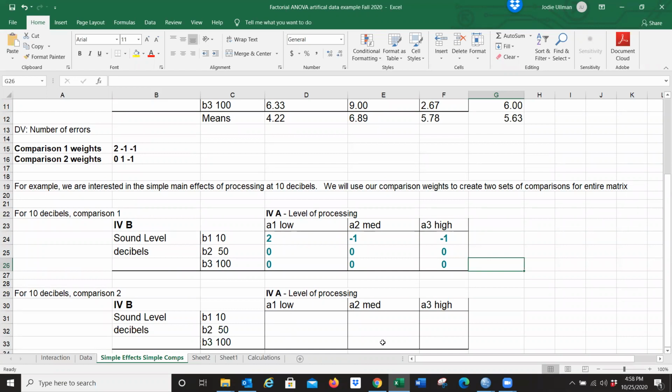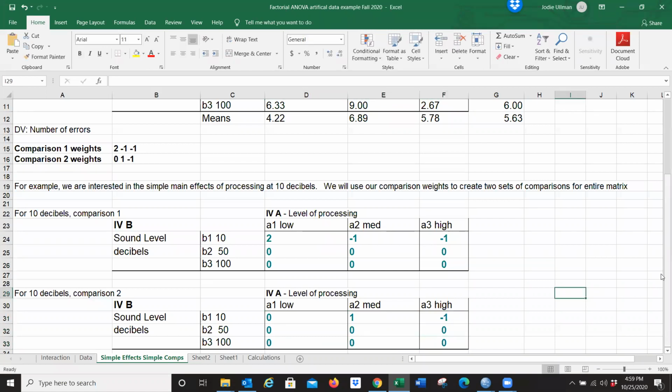Before I put it in, why don't you go ahead and pause the video and see if you can put in, how would you put in these comparison weights? Just take a minute and do that. And now that you've done that, you can feel brilliant because you're seeing that it's just the same thing. We don't care about the people in the 50 decibels, so we're going to zero them out. We don't care about, at least for the purposes of the simple main effect, the people in the 100 decibel levels, so we're going to zero them out.